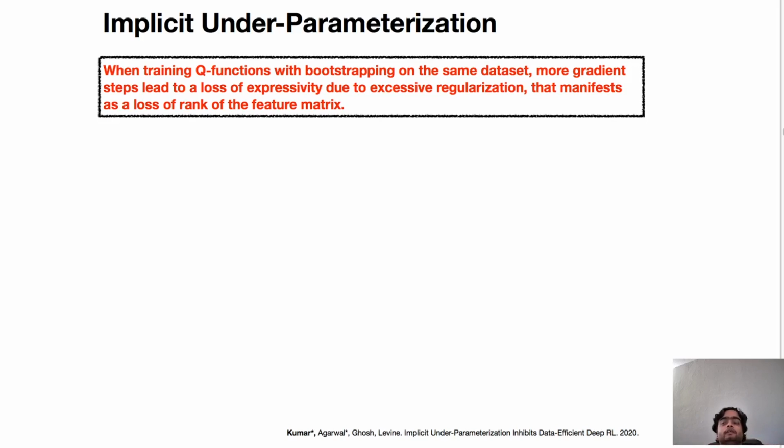And the reason for this loss of expressivity is due to excessive regularization. And this excessive regularization manifests as a loss of rank of the feature matrix. And I'll define all of these terms now.